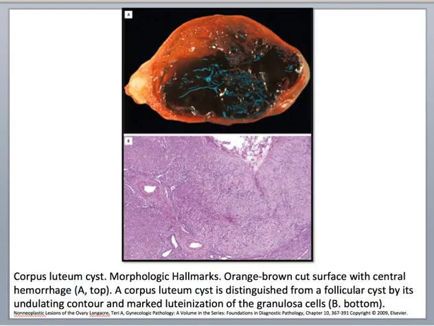These images show the morphologic hallmarks of a corpus luteum cyst. On cut surface, there's an orange-brown appearance with central hemorrhage. Again, the histology resembles a normal luteal cyst. What distinguishes it from being pathologic is merely the size. A corpus luteum cyst is distinguished from a follicular cyst by its undulating contour and marked luteinization, or this swollen eosinophilic appearance of the granulosa cells.